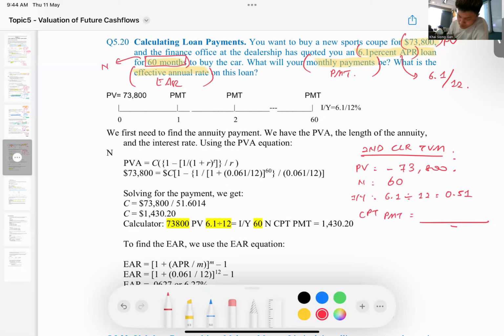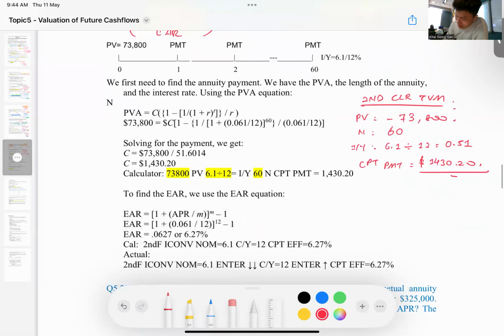Try and see. So yep, I get the answers ready. 1432.20. Okay, then shall we do EFF? Okay, step 1 done.